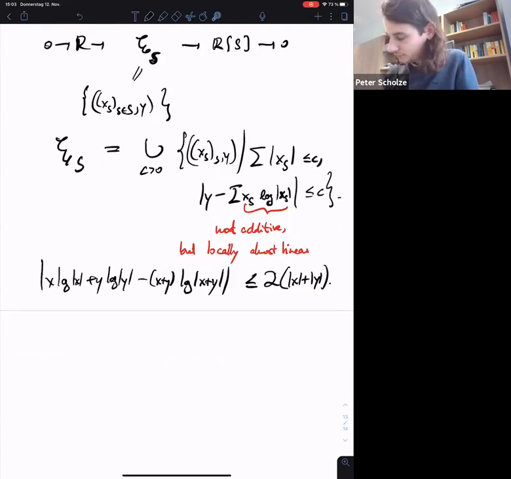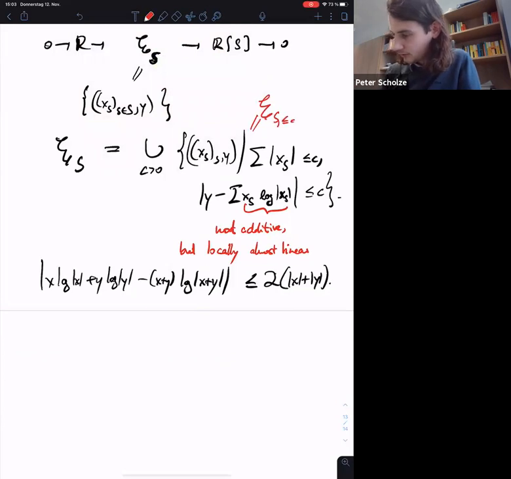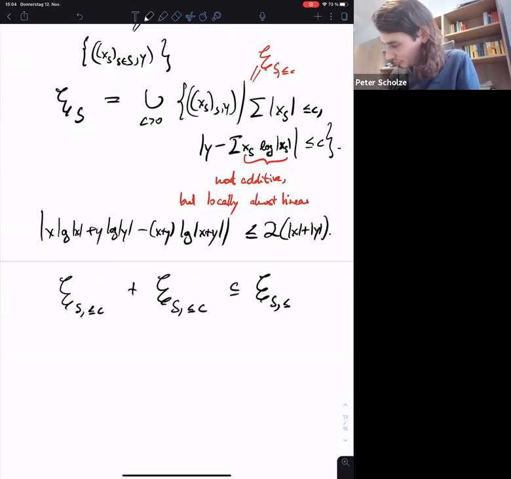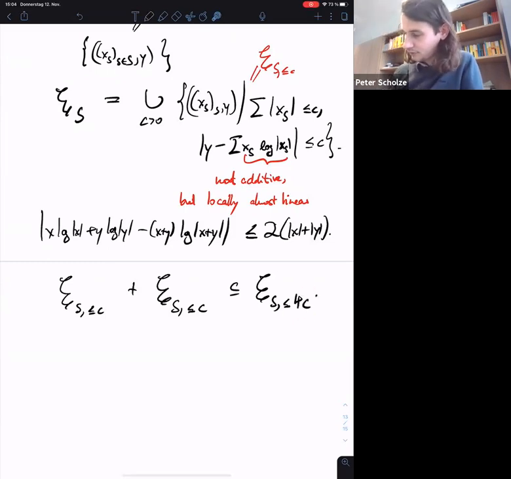And so this means that if you take, so this is here, the ES is equal to C. So this implies that ES less or equal to C plus ES less or equal to C is contained in ES less or equal to, and then I don't know, maybe something like 4C or something like this. So some universal constant times C. That's the only thing that's important.